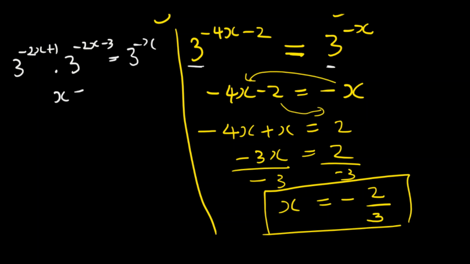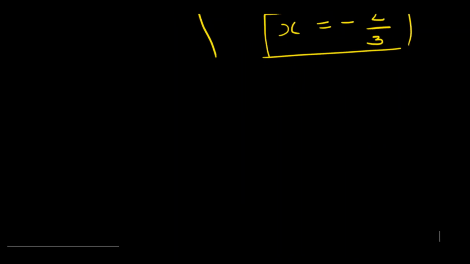Substitute your solution of x, which is equal to minus 2 over 3, throughout here and here, and see if you get the same left-hand side and the same right-hand side. Please do that exactly as I did on the previous problems.